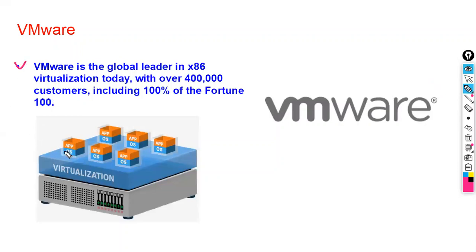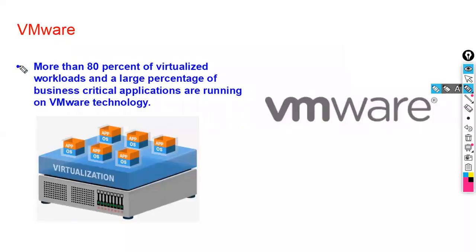So let us see what is VMware. VMware is a global leader in x86 virtualization today, with over 400,000 customers, including 100% of Fortune 100 companies. So all the Fortune 100 companies are VMware customers. And more than 80% of virtualized workloads and a large percentage of business critical applications are running on VMware technology.